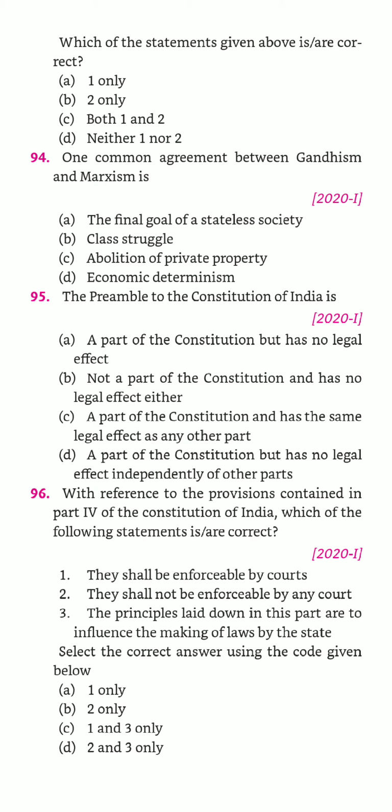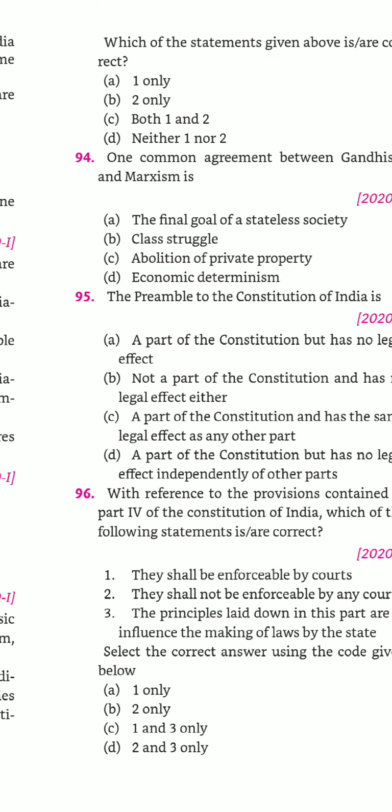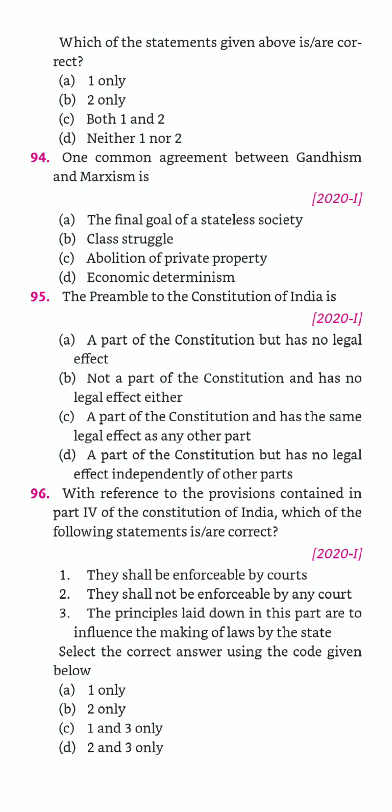What is the basic goal of Gandhism? They talk about village level democracy. So Gandhiji always talked about village level democracy. He was always about the stateless society, and this was a part of Marxism as well, because they are telling that in the first phase there will be struggle among classes, and then a supreme state will emerge, and finally there will be no state.